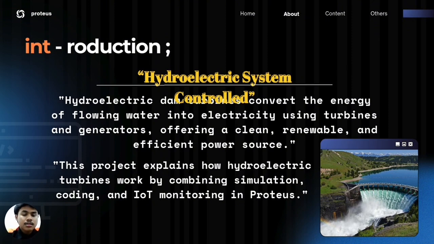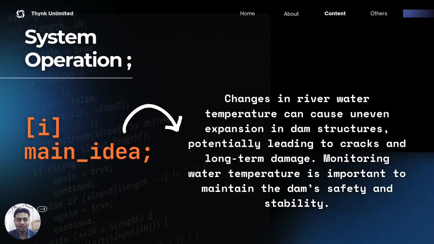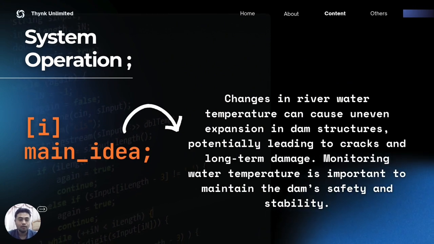So basically, this project explains how hydroelectric turbines work by combining simulation, coding and IoT monitoring in Proteus. So we go to the next part. Next, I will explain the system operation for our assignment.